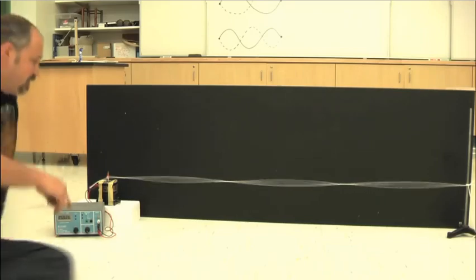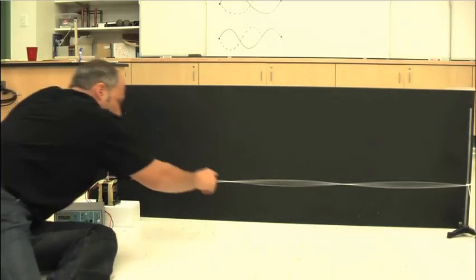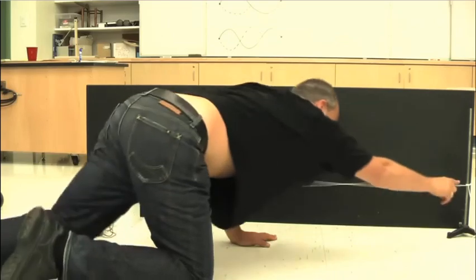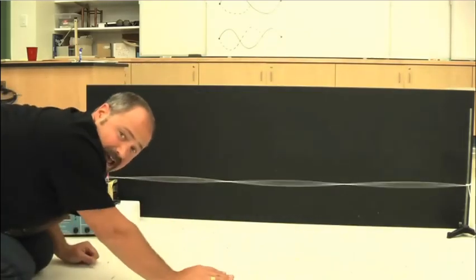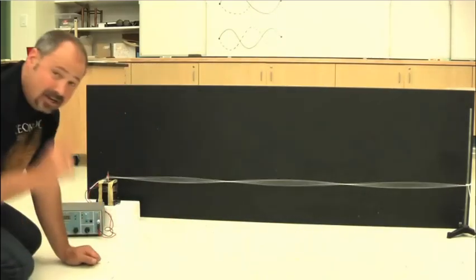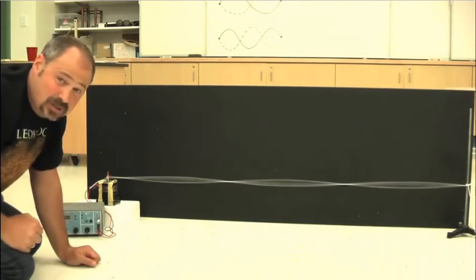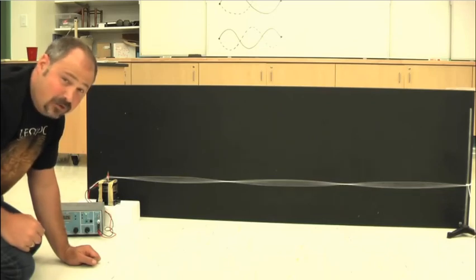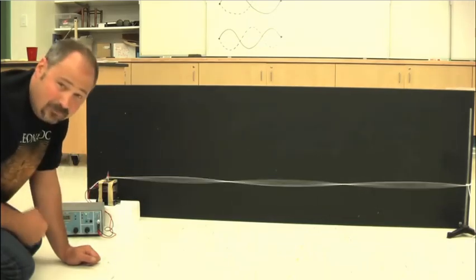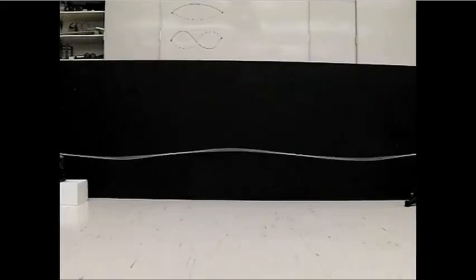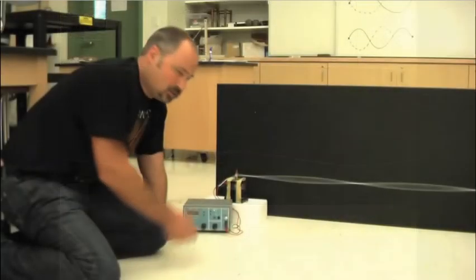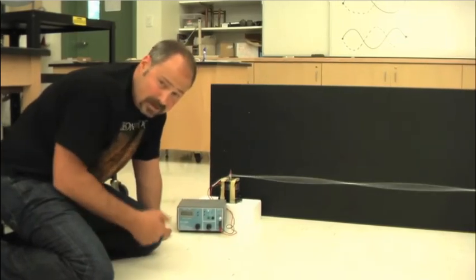How many wavelengths is this? Well, it's 1 and 1/2 wavelengths. And it's easier to see in high speed. So check out this shot with the high-speed camera and verify for yourself that it is 1 and 1/2 wavelengths. So again, third harmonic, 1.5 wavelengths.